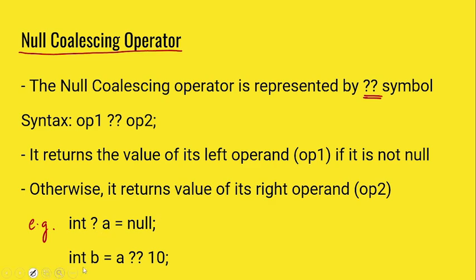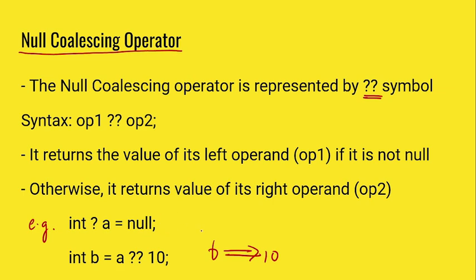Okay, now we are using that particular thing in the next expression. So int b will be a if a is not null, otherwise it will be 10. That's the meaning of it. Now we know very well that a is null, hence the value that b will get is 10. If a wouldn't have been null, then it would have contained some value, and that would have been assigned to b. I hope you are very clear with the null coalescing operator.